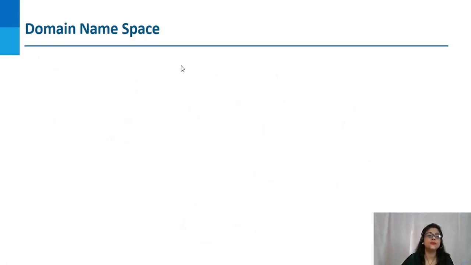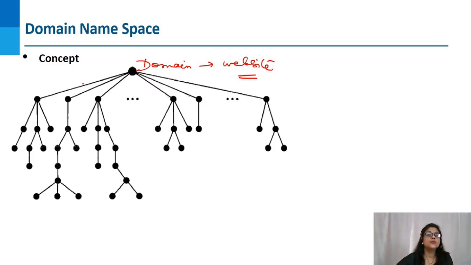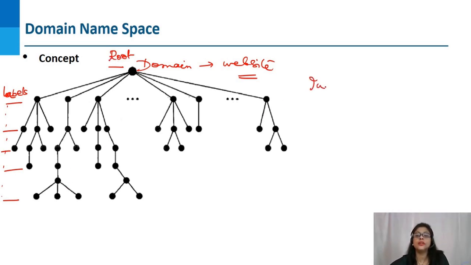Let us now understand domain namespace. What is the concept of domain namespace? Now the domain means a website. So here you see the domain namespace is divided into several levels. So these are all the levels. This is one level, this is one level, this is another level. Like this, it goes up to this level, and this level is known as the root level. So it is in the form of an inverted tree.